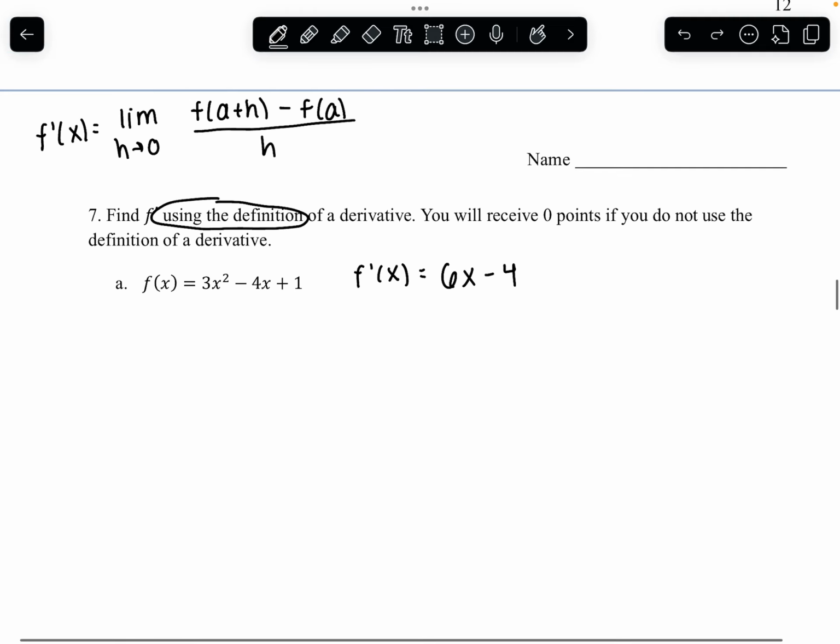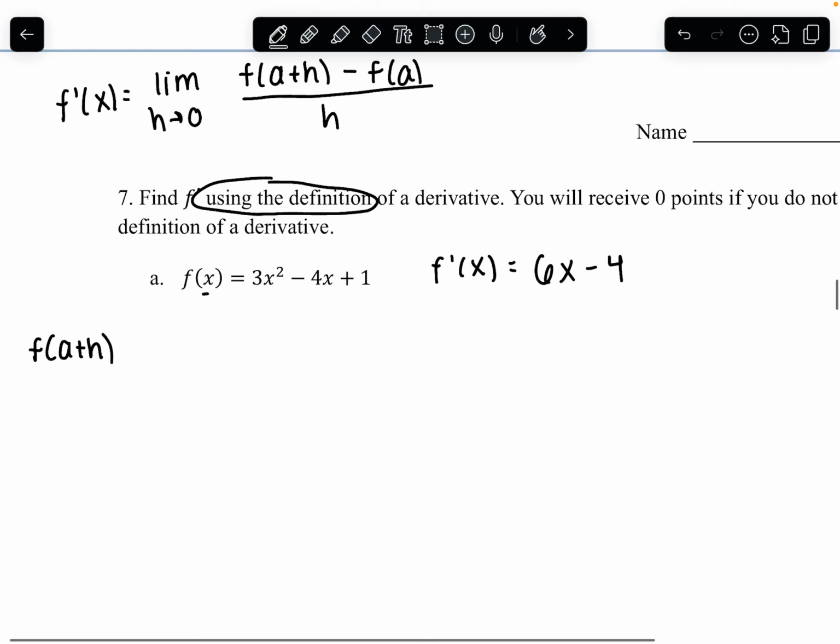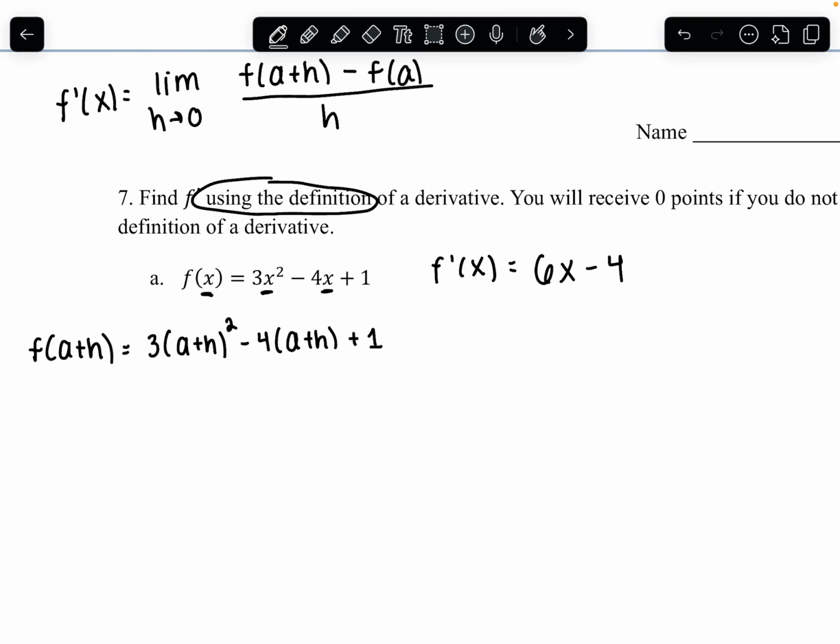this. Okay, so how do we use this difference quotient? Well, first we need to figure out what f of a plus h is. So notice how this is f of x. So I have x, okay? So f of a plus h is going to be the same thing, but anywhere you see an x, you're going to replace it with a plus h, okay? So I'm going to have 3 times (a plus h) squared. Because that x got squared, a plus h, the whole thing needs to get squared, minus 4 times (a plus h), and then plus 1.